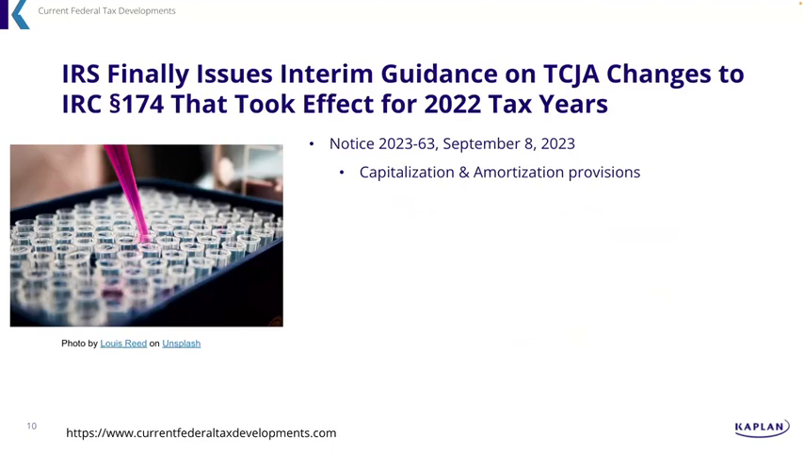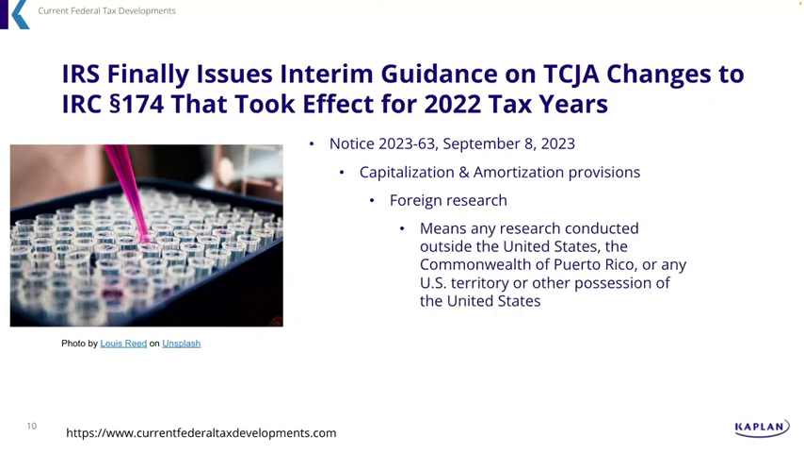Now, there are a number of provisions dealing specifically with capitalization and amortization of what are considered SRE, basically specified research and experimental, is what SRE stands for, and we have this thing called SRE expenditures, right? The first one looks at what is foreign research, and the term foreign research is any research conducted outside the United States, the Commonwealth of Puerto Rico, or any territory or other possession of the United States. And whether something's foreign or not depends upon where the activities are performed.